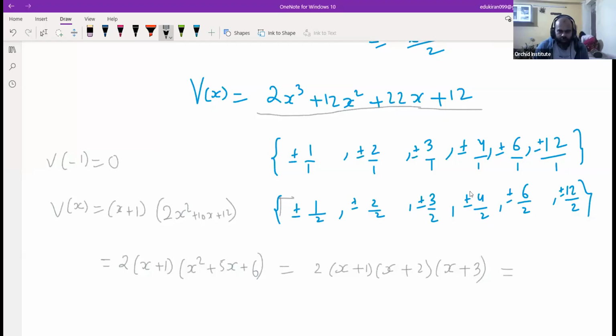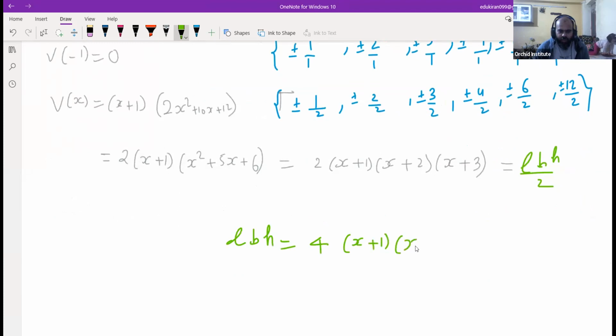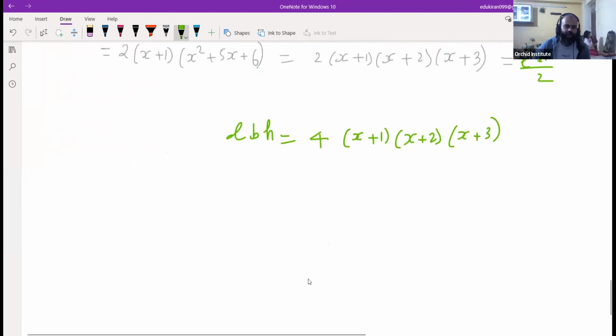we know that the volume, as we found above, is L into B into H by 2. So we can say that L into B into H is 4 times x plus 1 into x plus 2 into x plus 3. Now there are many ways in which you can assign the values.